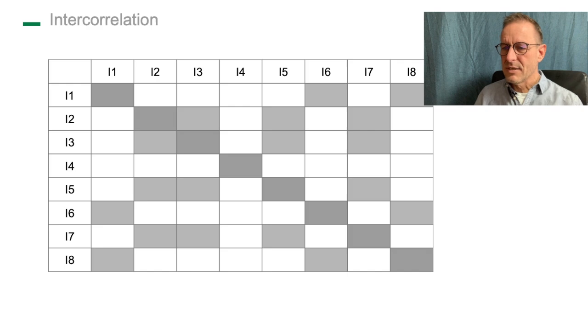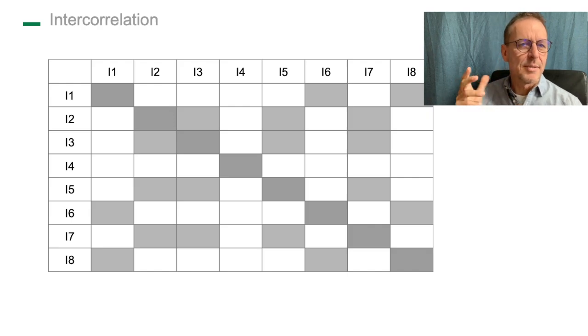So for instance, here you see different cells. Some cells are white or empty. That means there is no correlation. Gray means there is a correlation, a high correlation.